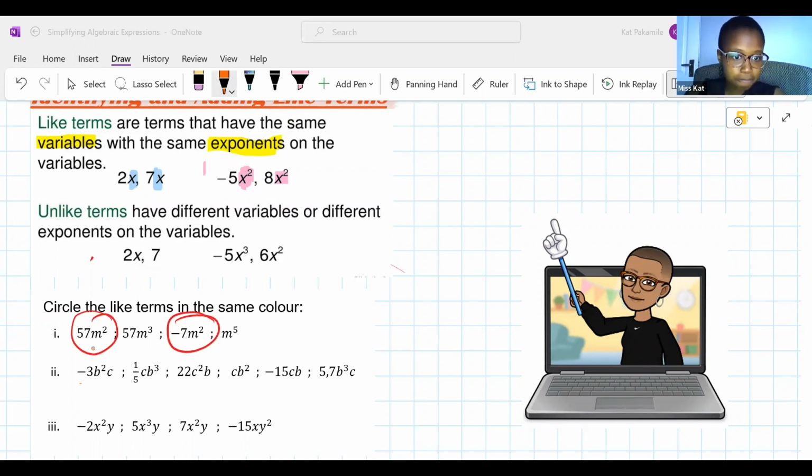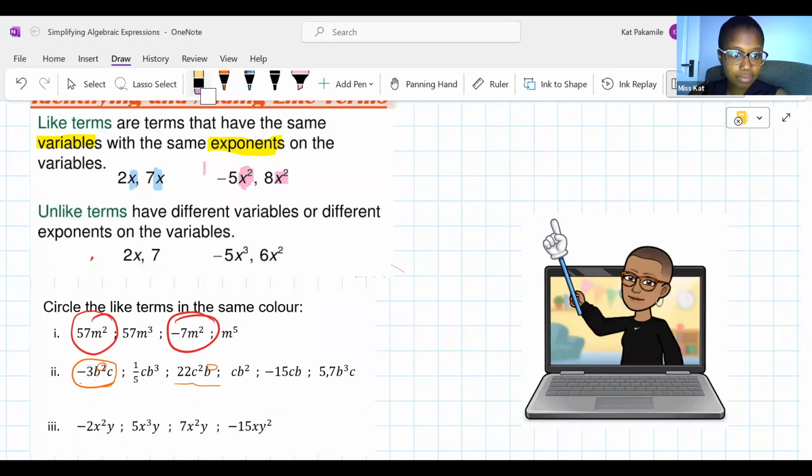The like terms in 2 is negative 3b squared c and 22c squared b. Be careful. How many B's are here? 2. How many B's do we have there? Huh? Wait, which one did you say? You said this one, 22, right? Here we have 2 B's and here we have 1 B. So these can't be like terms. Do you see that?